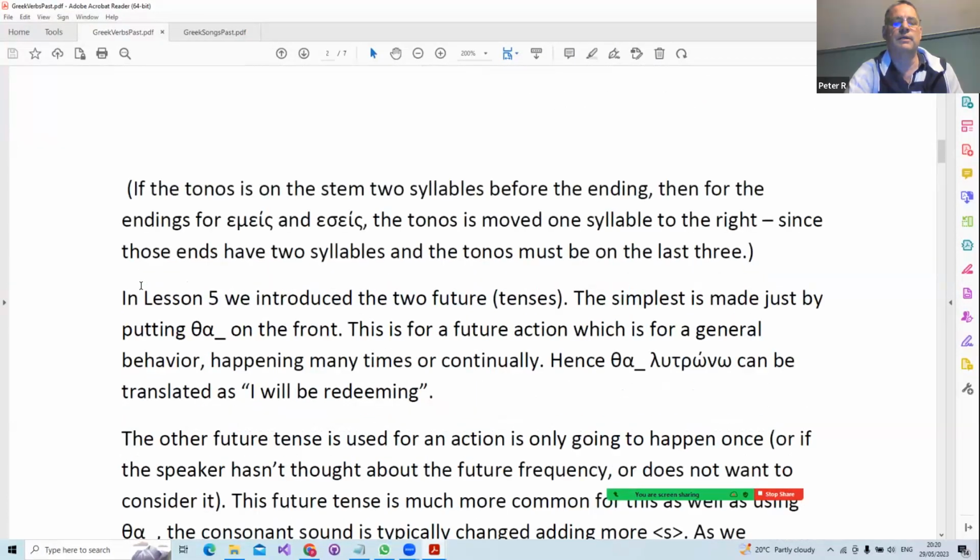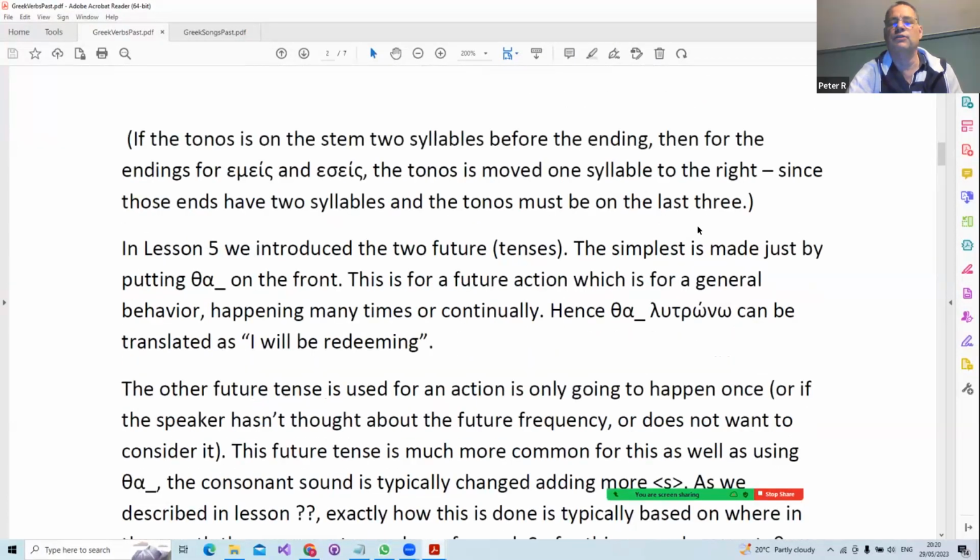Right, so I've mentioned some of this. In Lesson 5, we introduced the two future tenses. The simplest one, you put tha on the front. So this is for future action, which is sort of general behavior, happening many times or continually. So that litrono, you could translate as I will be redeeming.